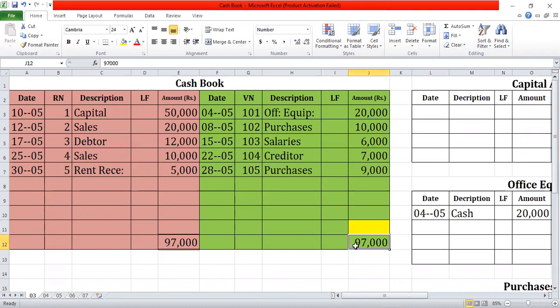97,000 minus the addition of this side, 52. How much do you get? Dinel, how much do you get? Yes, it is 45,000. And look at this, this balance is as at 31st of May. Balance carried down. BCD stands for balance carried down.